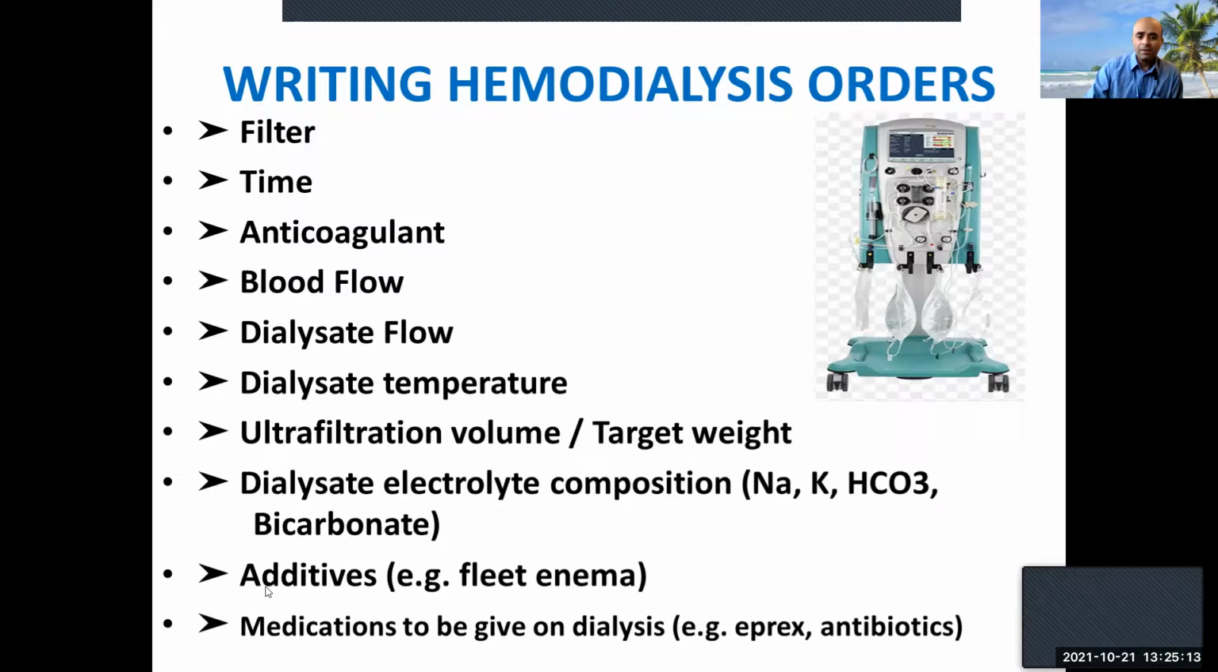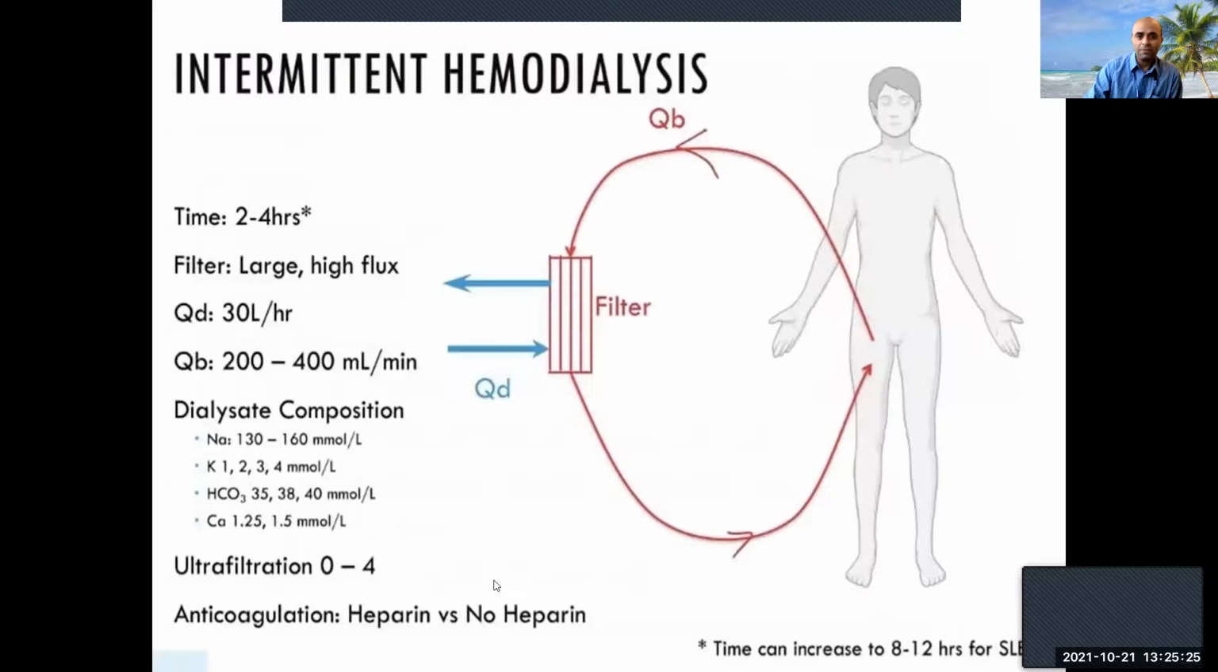the calcium, and phosphorus if you will add Fleet enema, if your patient has hypophosphatemia, and whatever medication your patient receives, iron or Aprex or antibiotics. You should order all this in your hemodialysis order.